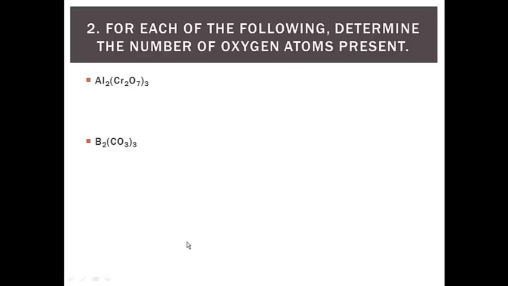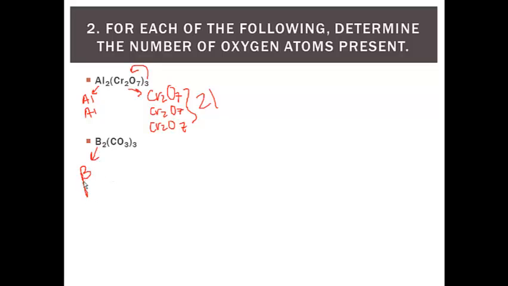Determine the number of oxygen atoms present for these different molecules here. So what this is telling me is that I've got 2 aluminums. This 3 applies to everything inside, so this is saying that there are 3 of these guys. So of course I've got 21. This is telling me there's 2 B's. And this 3 applies to everything inside, so there's 3 of these guys. And those add up to make 9.